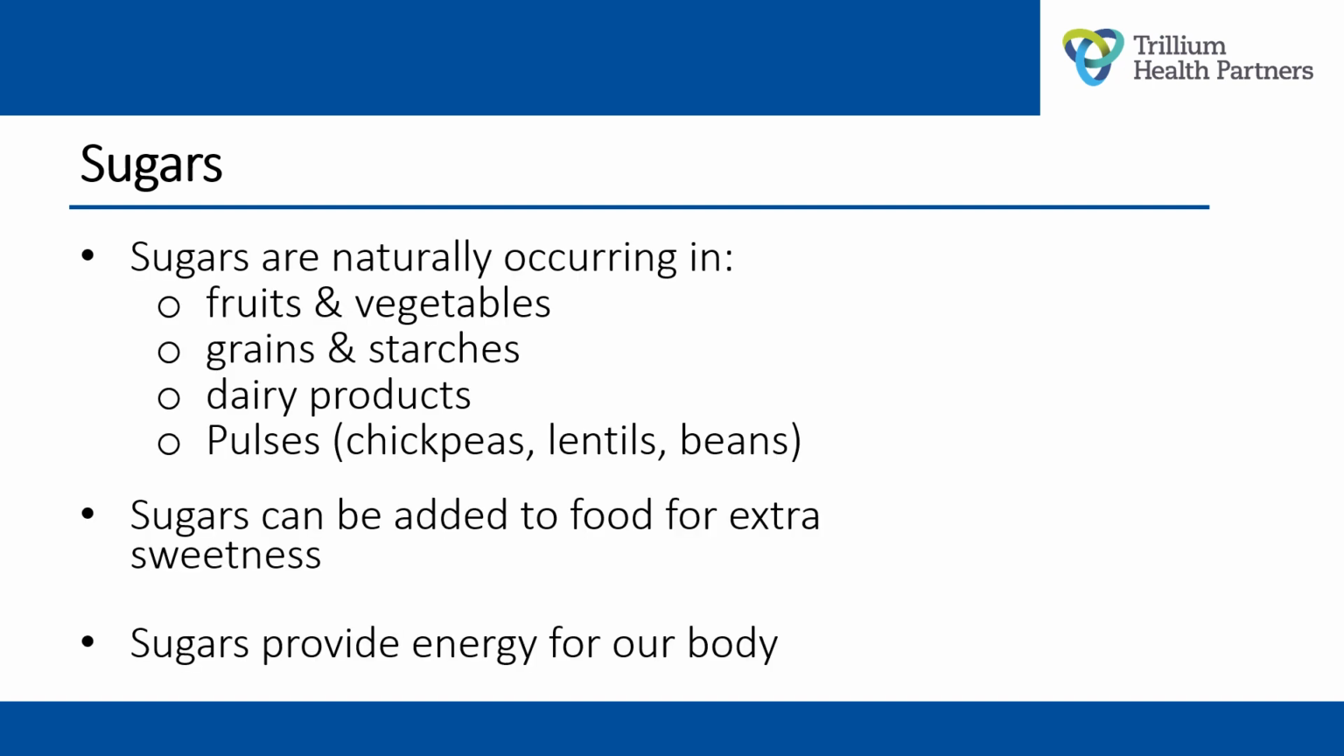Foods that include natural sugars in varying amounts include fruits and vegetables, grains and starches, dairy products, and pulses such as chickpeas, beans, and lentils. Sugars can also be added to sweeten foods. These are known as added sugars. These sweeteners range from highly processed artificial substances to less processed natural substances. Let's take a better look at each of these in the coming slides.